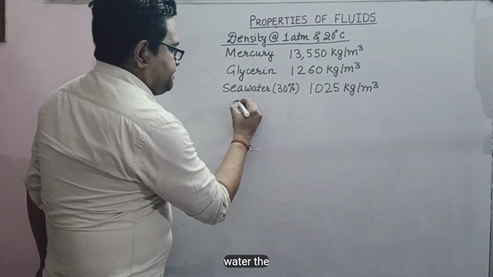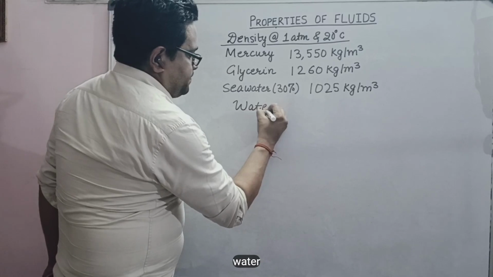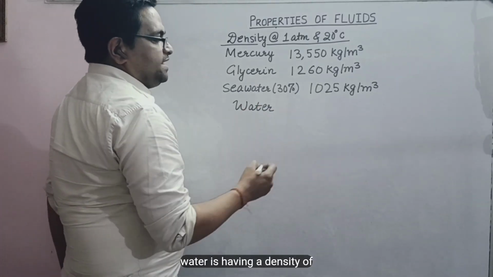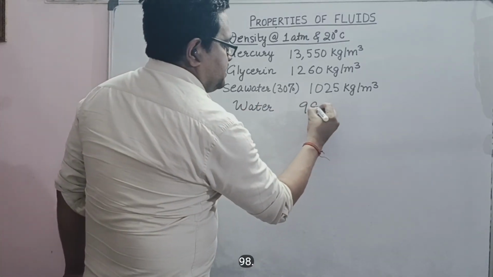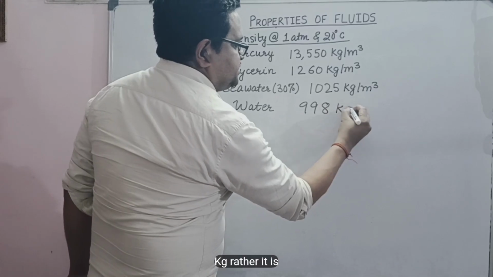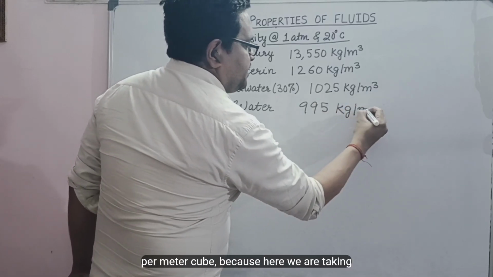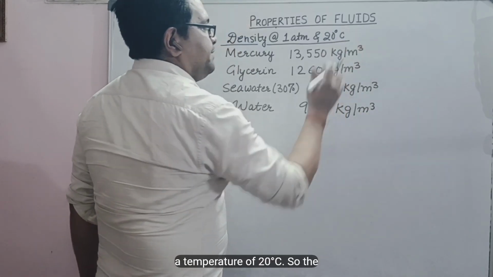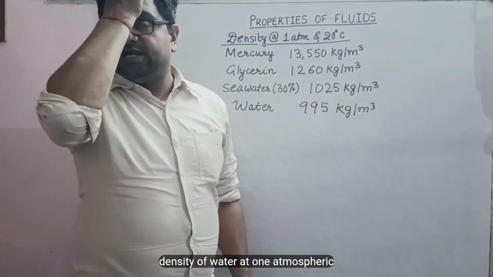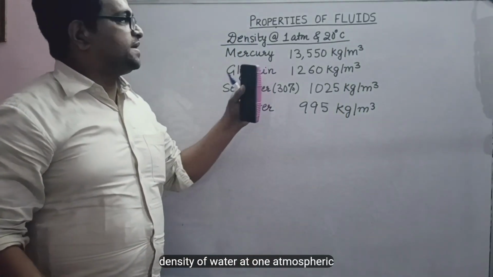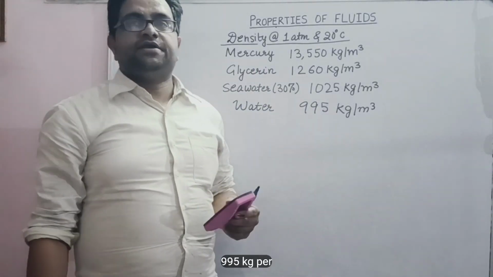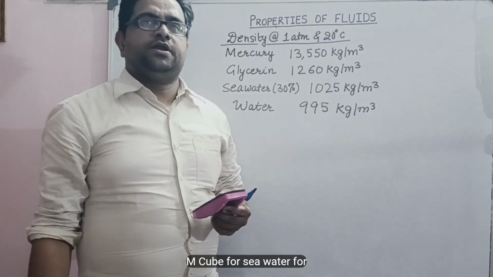Now the water has a density of 998 kg, rather it is 995 kg per meter cube, because here we are taking a temperature of 20 degrees Celsius. So the density of water at 1 atmospheric pressure and 20 degrees Celsius is 995 kg per meter cube.